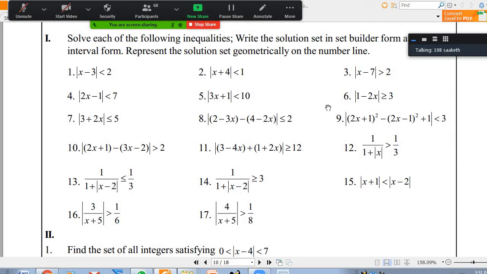Sir, ninth one, what did you write on RHS, sir? This is a mod g of x, and this is g of x whole square. Okay. Yes, sir. Basically, both are positive. We are able to square it. That's the point.